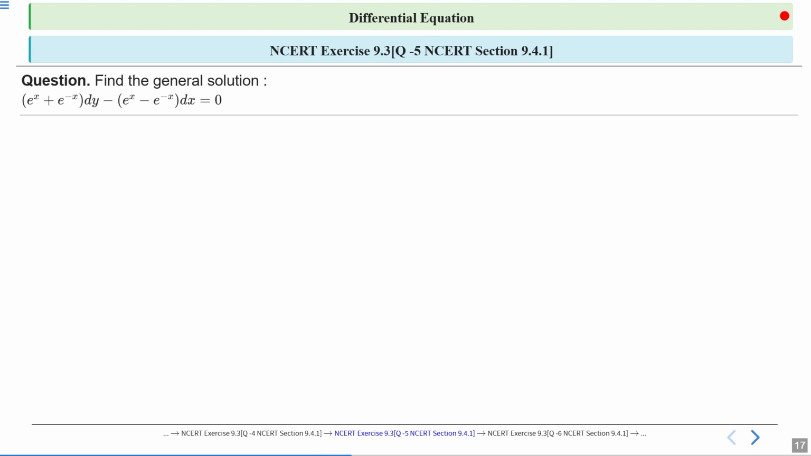Question number 5 is to find the general solution of the differential equation e to the power x plus e to the power minus x dy minus e to the power x minus e to the power minus x dx is equal to 0. Just separate the variables, same as we did in the previous questions. Write the terms involving x with dx, and any terms with y with dy, and then integrate. Okay, so just try.